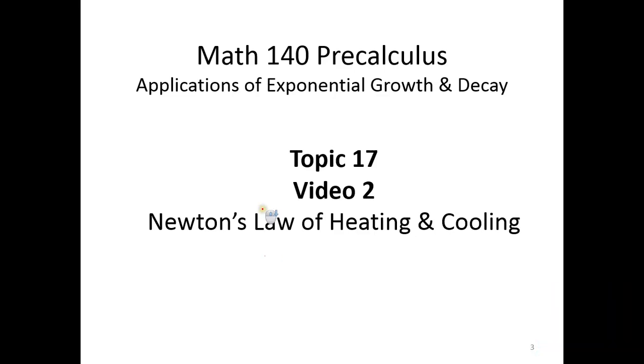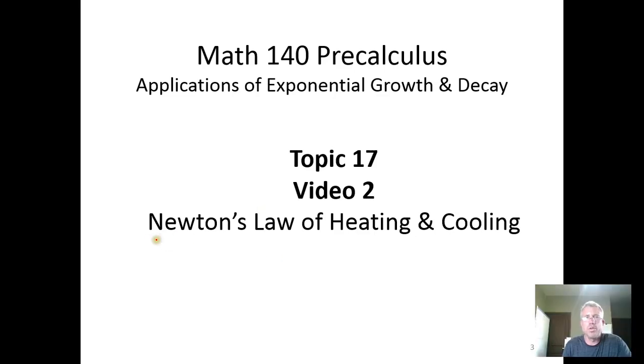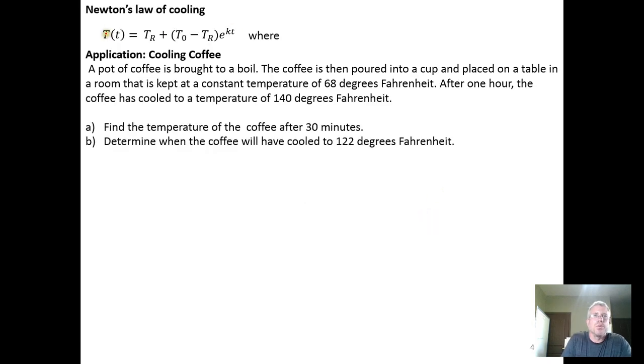So in video 2 we're going to look at an application of Newton's law of heating and cooling. Newton's law of heating and cooling has a model that we visited in an earlier video, but to review it, Newton's law of heating and cooling says that the temperature of an object that's either being heated or cooled is given by T sub r plus the difference T naught minus T sub r times e to the kt.